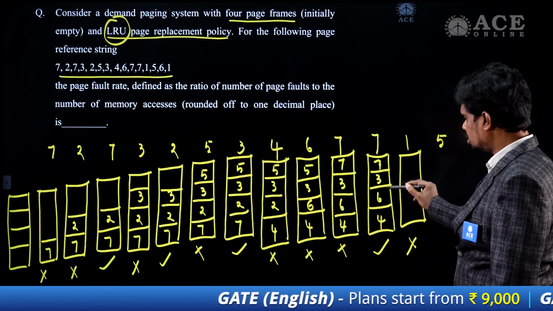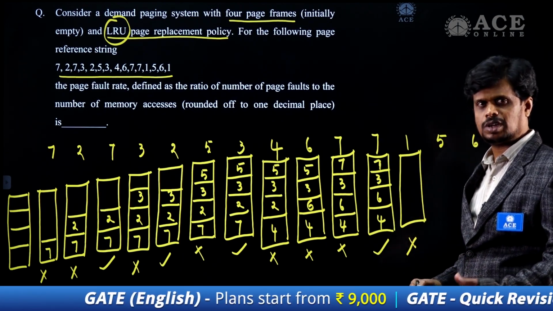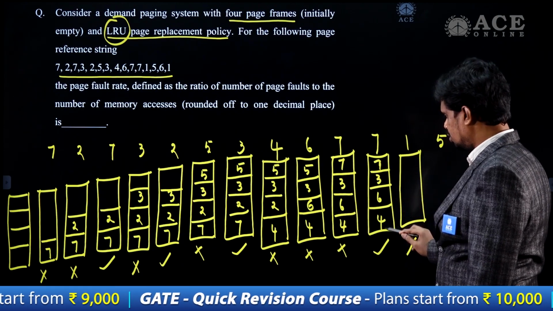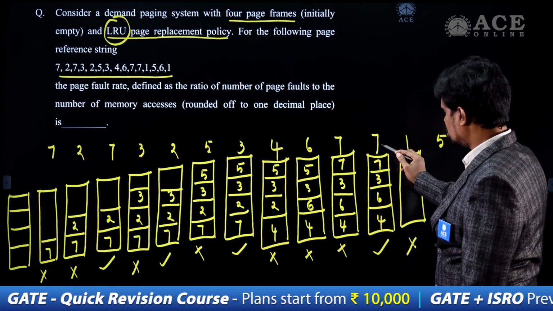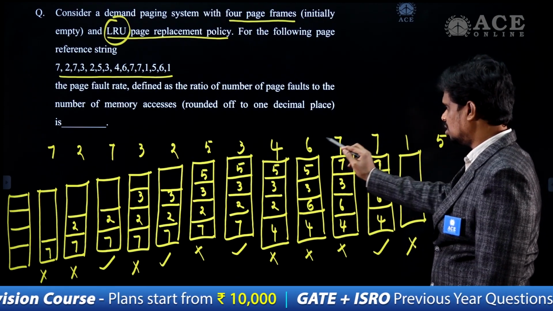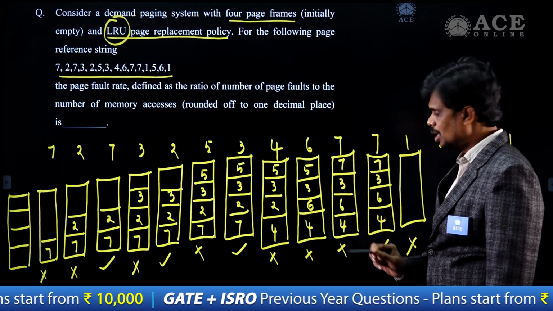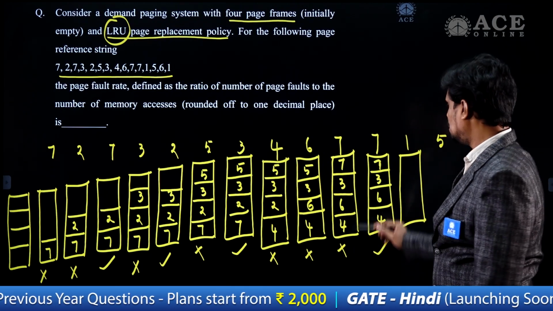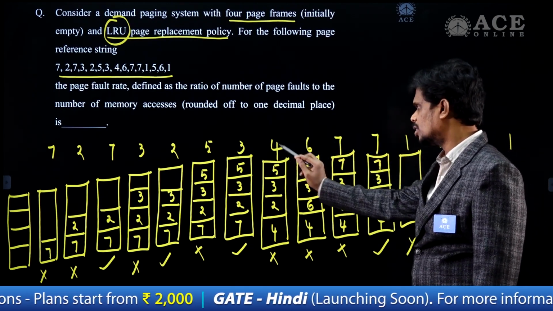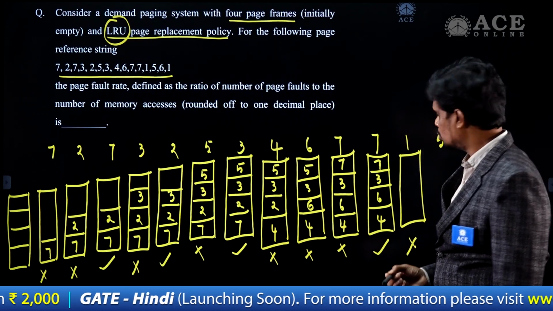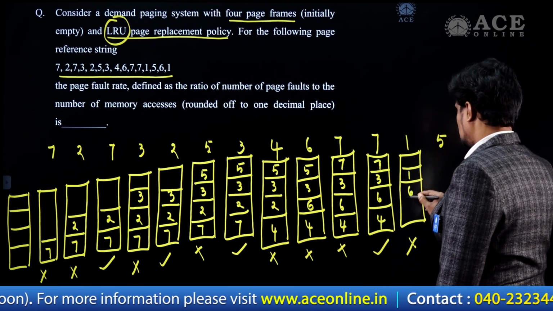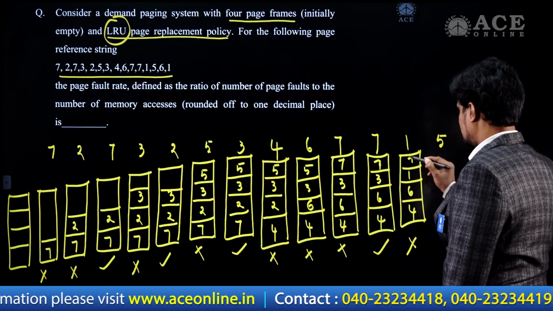But among the 4, 6, 3, 7, which page will be selected for the replacement? Look, 7 is the most recently used among the 4, 6, 3, 7. After 7, 6 is the next most recently used. After 7 and 6, 4 is the next most recently used. Comparatively, among 7, 6 and 4, 3 is the least recently used. So 3 will be selected for the replacement. So 1, 6, 4 and 7.